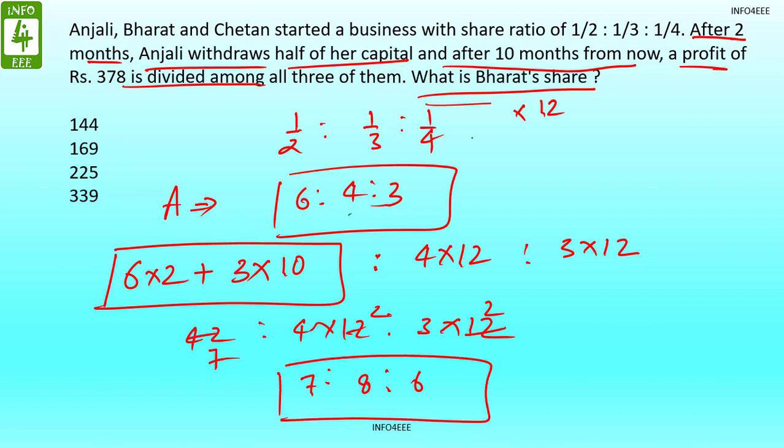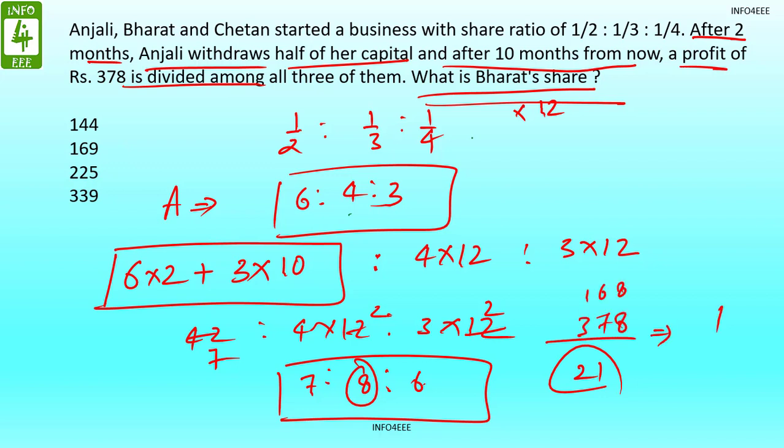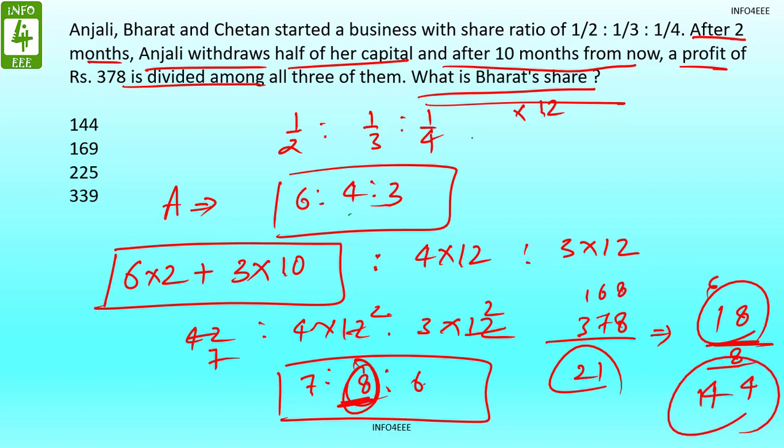They are asking for the Bharat share. So Bharat share is this. So total is what? So 14, 21 is the total parts. So if you divide 378 by 21, what you will get is 18, and this will go by the 8. So one part is equal to 18, and Bharat's parts is the 8 part of this. So if you multiply this 18 with this, so this will be 144. So the share of Bharat will be 144 rupees. So this is how you can solve a partnership type of questions.